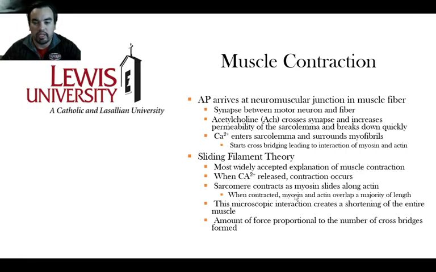The sarcomere contracts as myosin slides along the actin, and when it is contracted, the myosin and the actin overlap a majority of the length, so they cross over. We have a good picture coming up, and you'll be able to see.